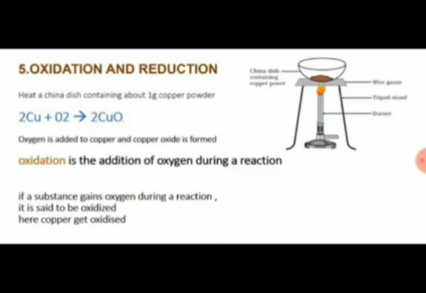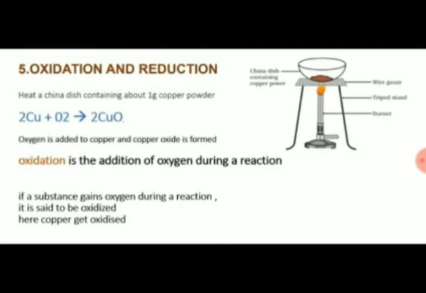Oxidation and reduction is the last chemical reaction that we are going to study. Let's do an experiment to find out what oxidation and reduction are. Heat a china dish containing about 1 gram of copper powder. What can you observe from the experiment? Here 2Cu plus O2 gives 2CuO. So copper oxide is formed. CuO is copper oxide. Oxygen is added to copper and copper oxide is formed.